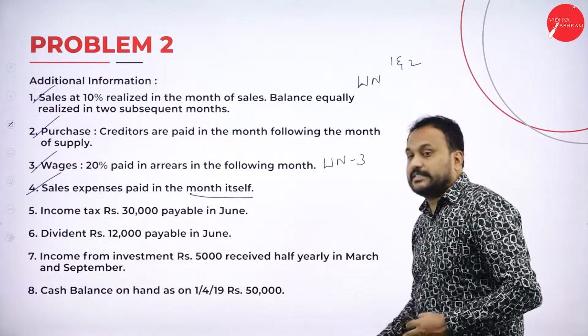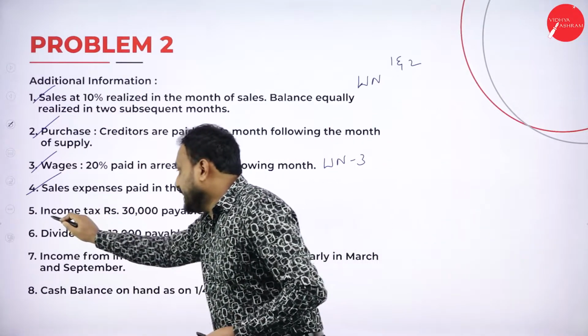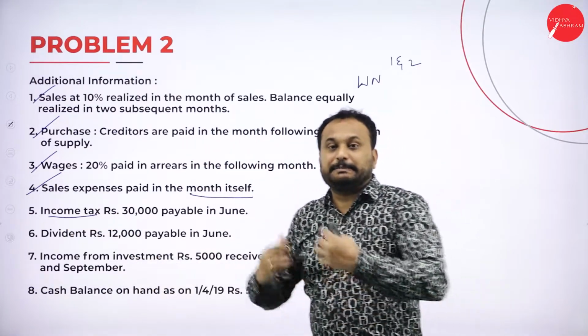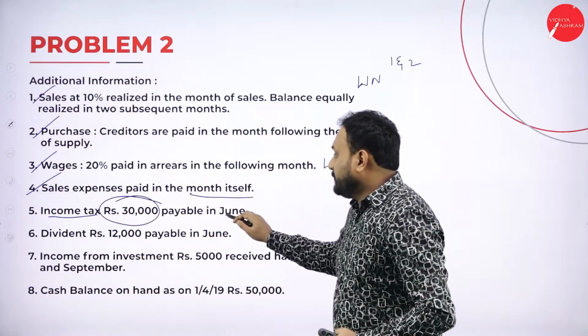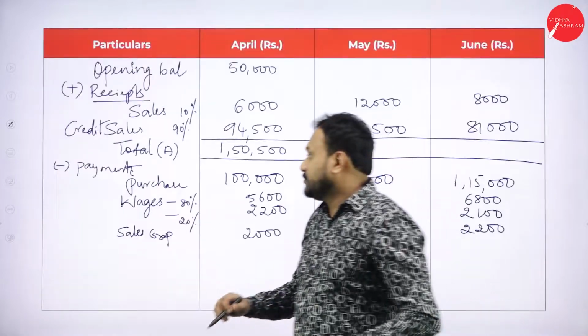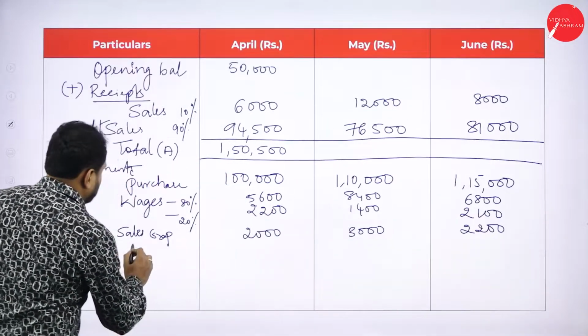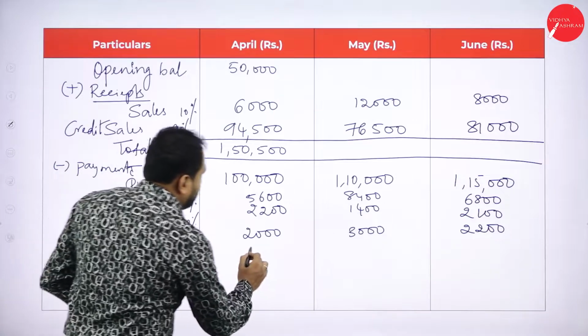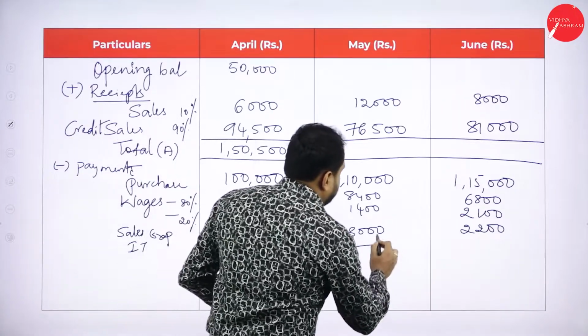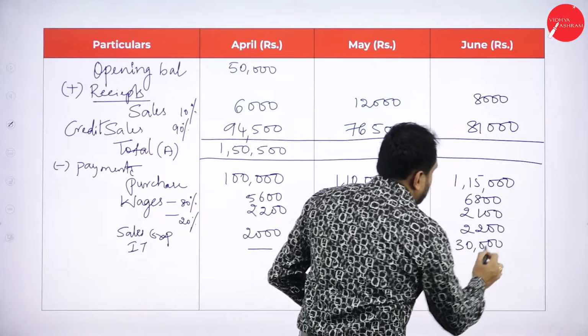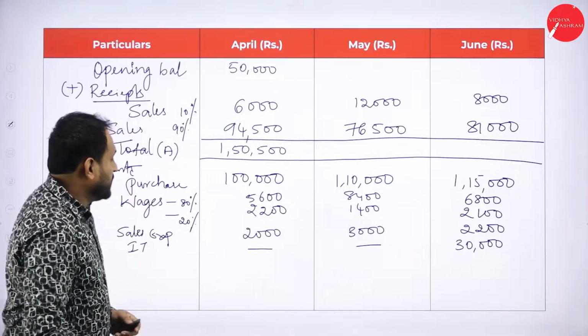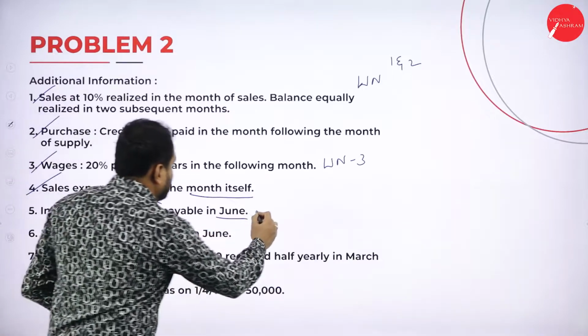Next we have income tax, rupees 30,000. See what it is? Again, income tax is payable. So how much will I write? 30,000 rupees payable in June. So I'll write here income tax. Should I pay in the month of April? No. May also no. In June, how much is it? 30,000. I'll write here 30,000. Now understand, income tax is also done.